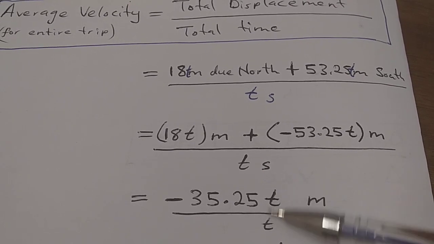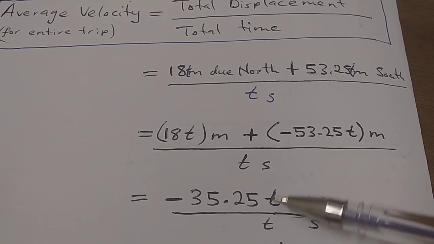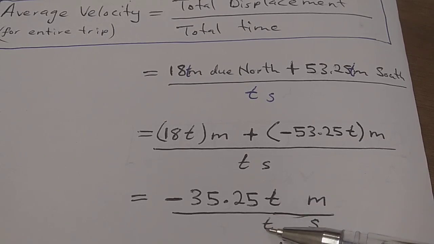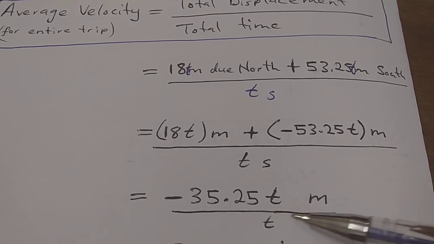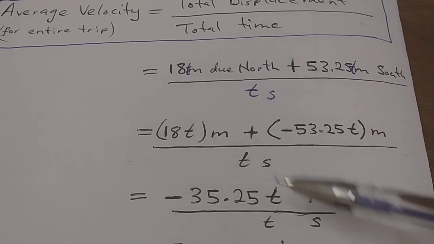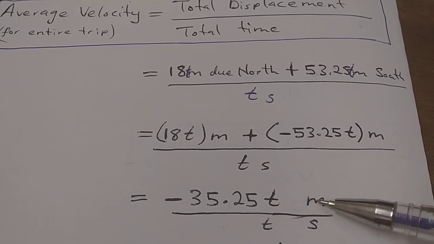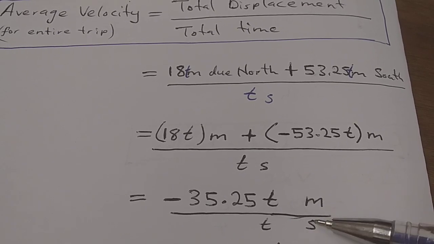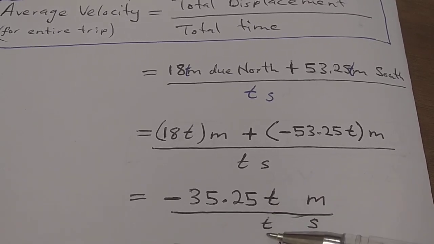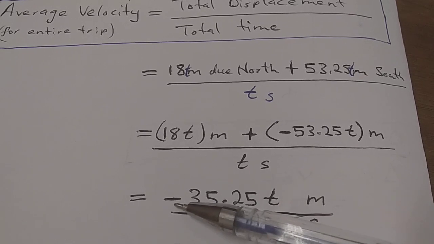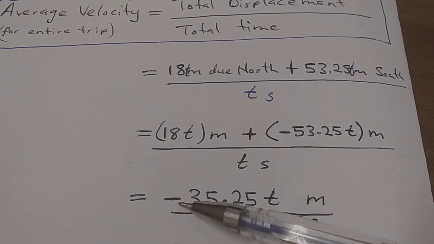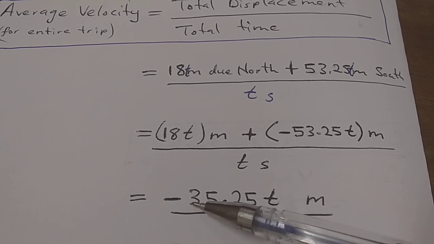Then if you divide, obviously these t's cancel, and you'll be left with meters per second, which are the units of average velocity. Velocity's units are meters per second. Okay, the t and the t, they cancel. The negative implies we are going in the southerly direction.